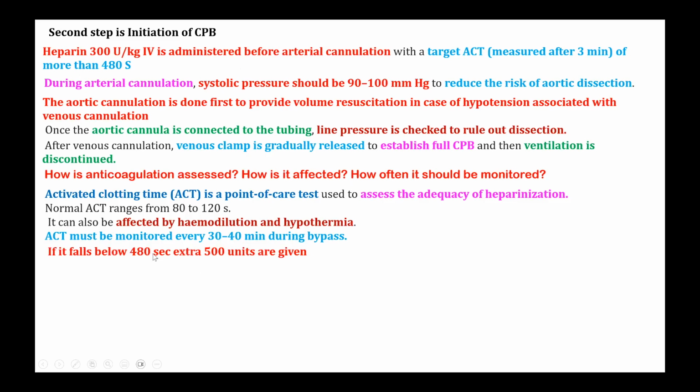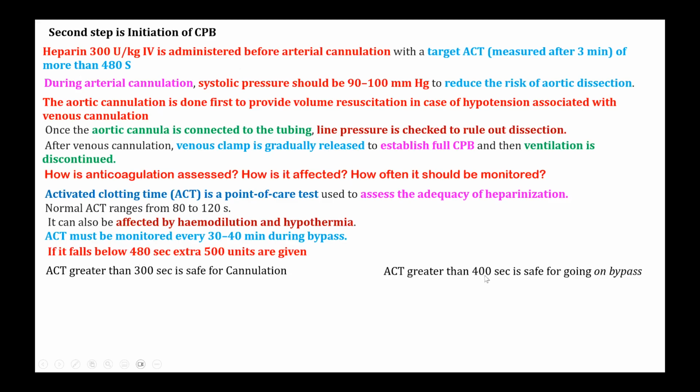And if the values fall below 480, then you have to give another 500 units of heparin again to maintain it at the desired level. And ACT can be greater than 300 for safe cannulation. Okay, so all the time you need not wait for 480, and 400 is safe for going on bypass also.